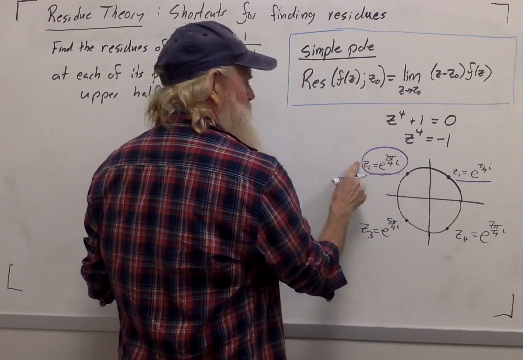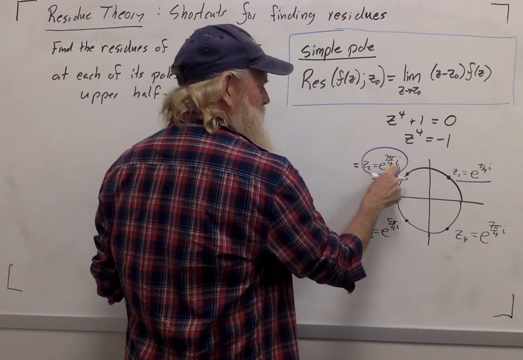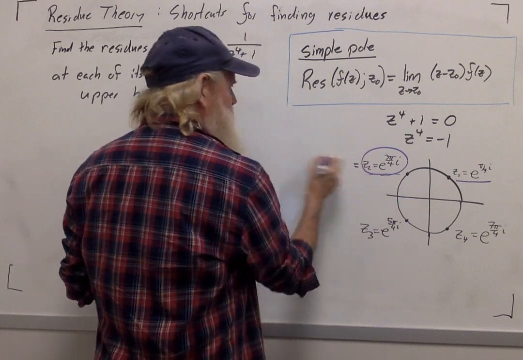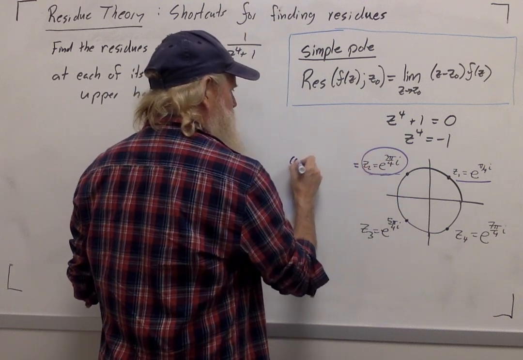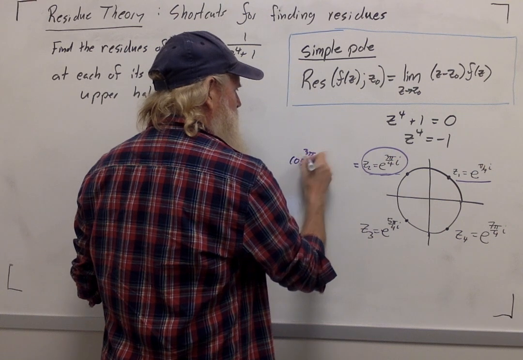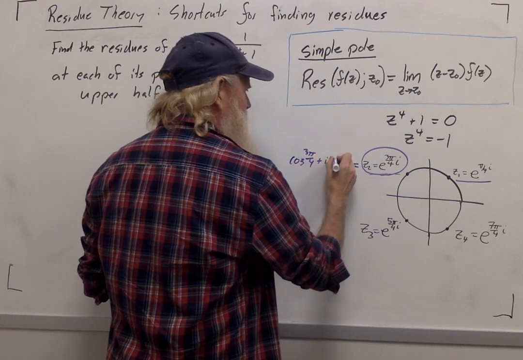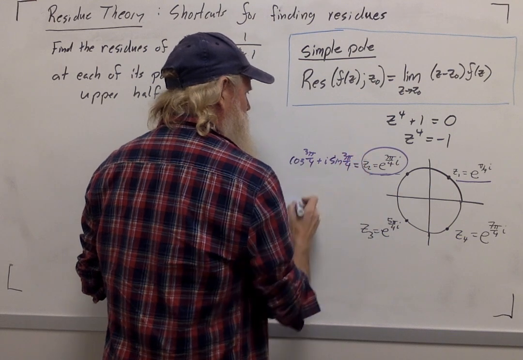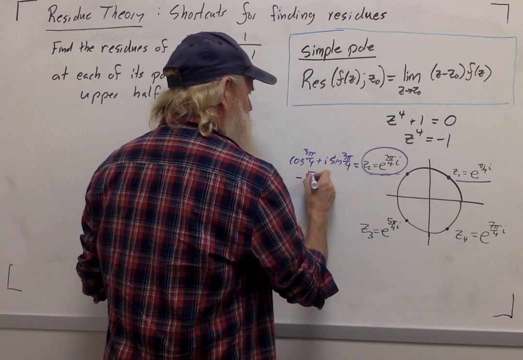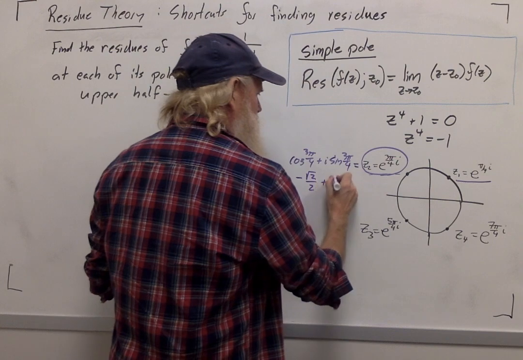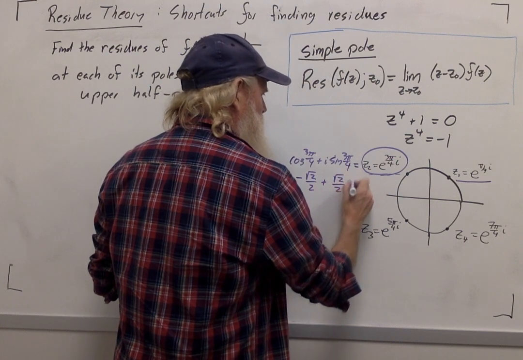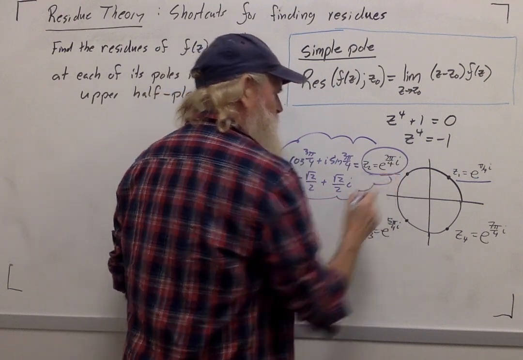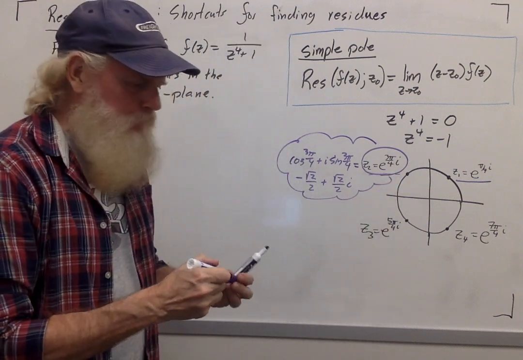Using Euler's formula, remember that e to the i theta is cosine theta plus i sine theta. So z2 is the same as cosine of 3 pi over 4 plus i times sine of 3 pi over 4, which is the same as negative square root of 2 over 2 plus square root of 2 over 2 i. So we'll keep that in mind for later calculations.